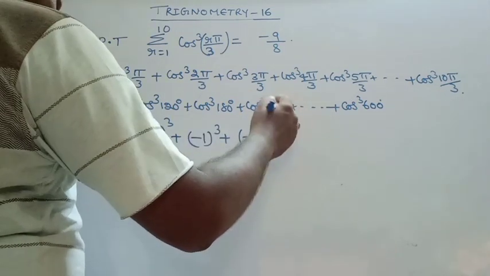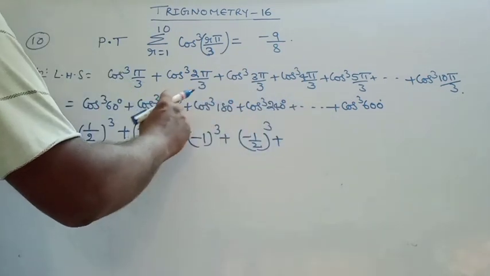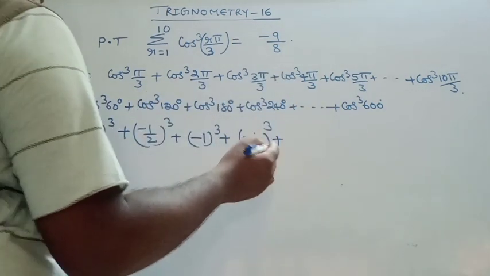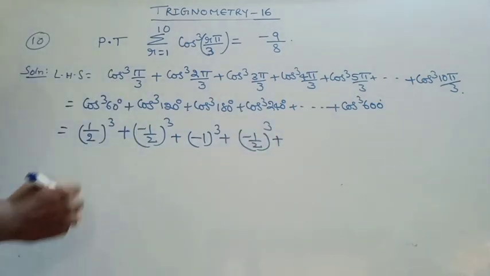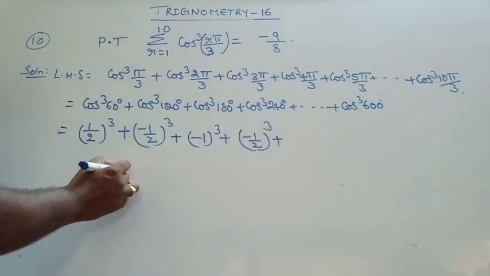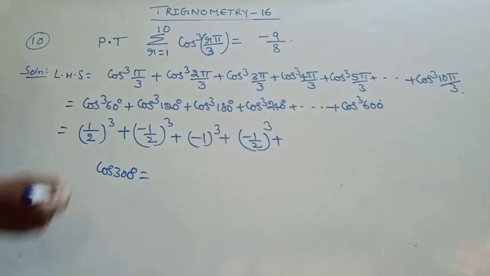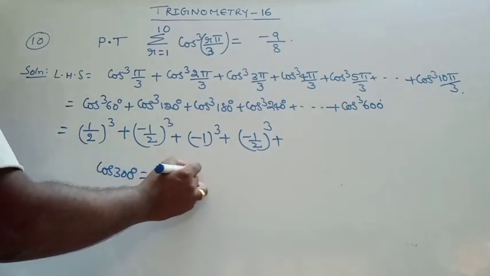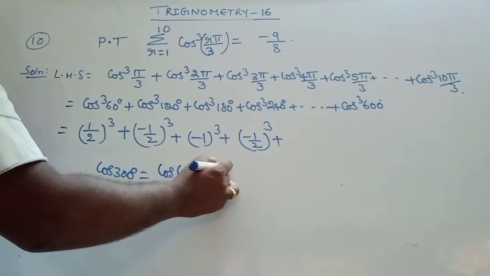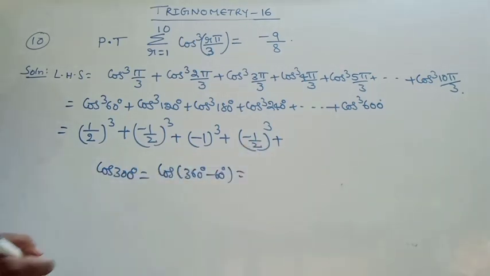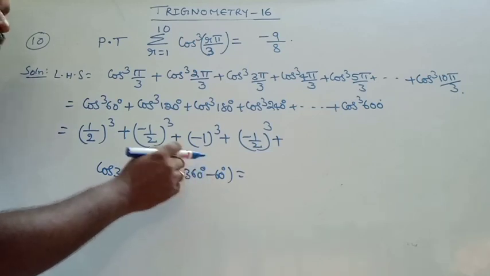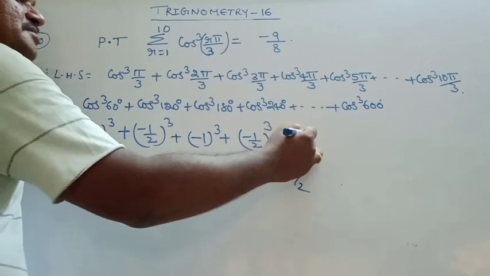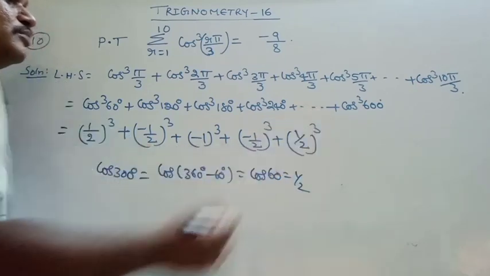Plus cos cube, actually this is 60, 60 into 2 is 120, 60 into 3, 60 into 4, 60 into 5, cos cube 300 degrees. Next, cos 300 degrees, right? In this way, my dear students, this is very simple. Cos 300 degrees, you can write as 360 degrees minus 60 degrees, right? Once you write cos of 360 minus 60, it is in the fourth quadrant. This becomes cos 60 degrees, that is 1 by 2. That is nothing but 1 by 2 whole cube, like this.